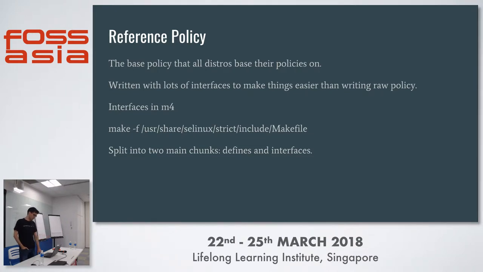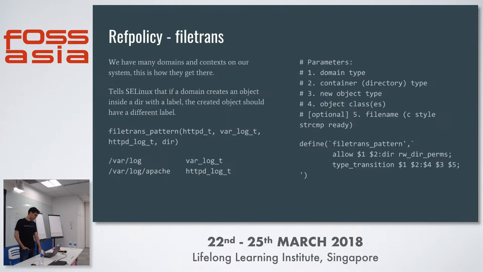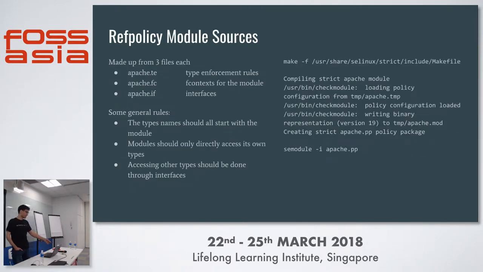And then the .te file, actually, I'm doing it out of order. Yeah, let's do it this way. Okay. The .if file is the interface. The TE file is the actual rules for that module. And the FC file is the file contexts for that one, so to label things on the disk later.